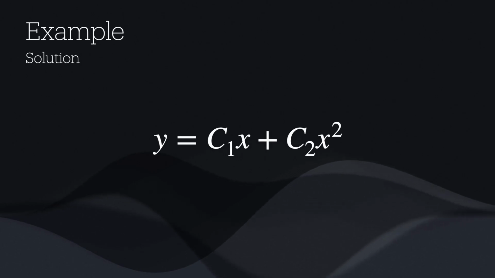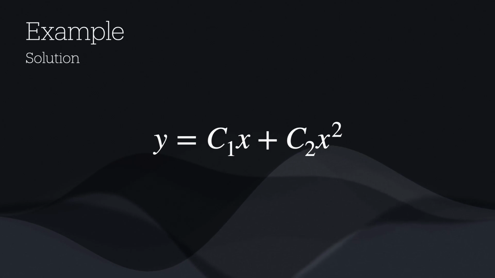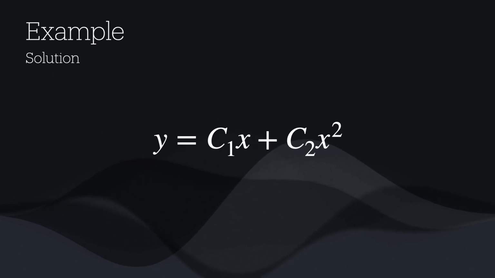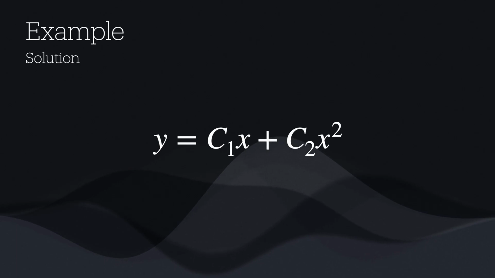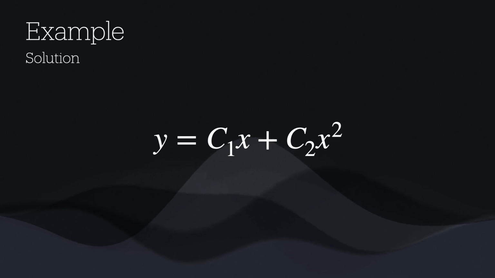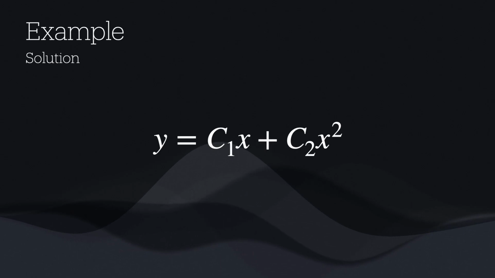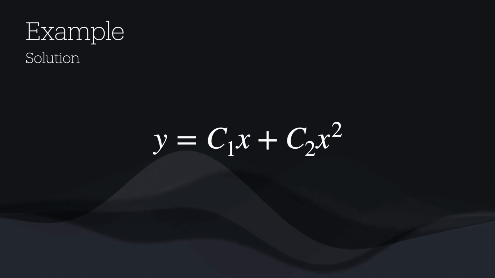Therefore, both x and x squared are candidate solutions. And since Cauchy Euler equations are linear, the linear combination of the two will form the general solution. Therefore, c1 times x plus c2 times x squared is the general solution to this Cauchy Euler equation. If you want to find the specific solutions, we'll need to find the appropriate values of c1 and c2 such that they satisfy the initial values given. However, in this case, since we don't have any initial values, we'll leave c1 and c2 undefined.